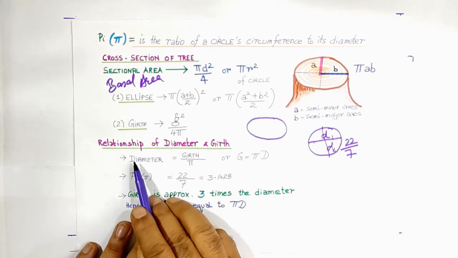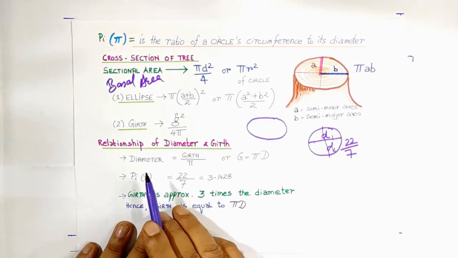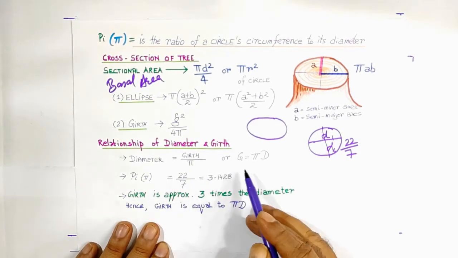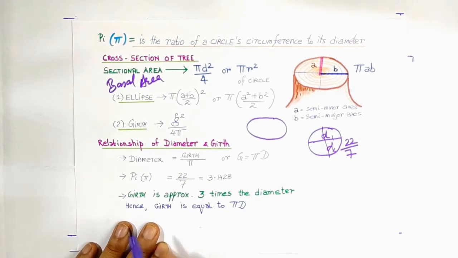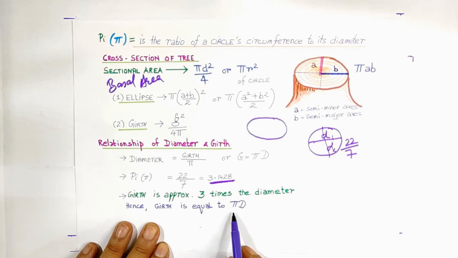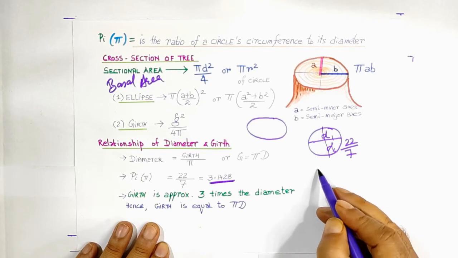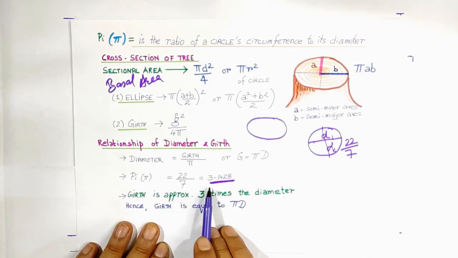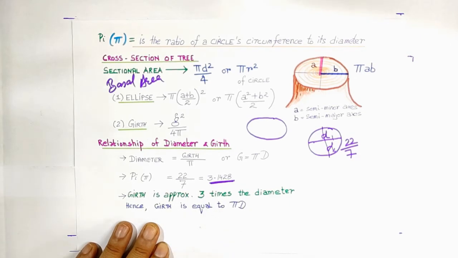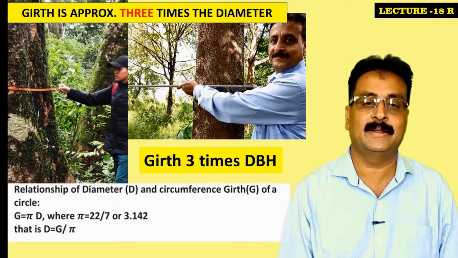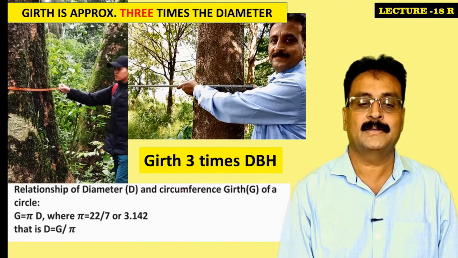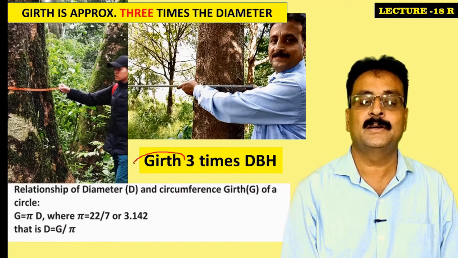Before that, we'll understand the relationship of diameter and girth. Diameter is girth divided by pi, or g is equal to pi into d, and pi, as I told you, is 3.1428. So girth is approximately 3 times the diameter. Hence girth is equal to pi d. Whenever we take the girth, it is 3 times the diameter. So we have to take care while taking the girth of a tree, as the relationship is 3 times the diameter.